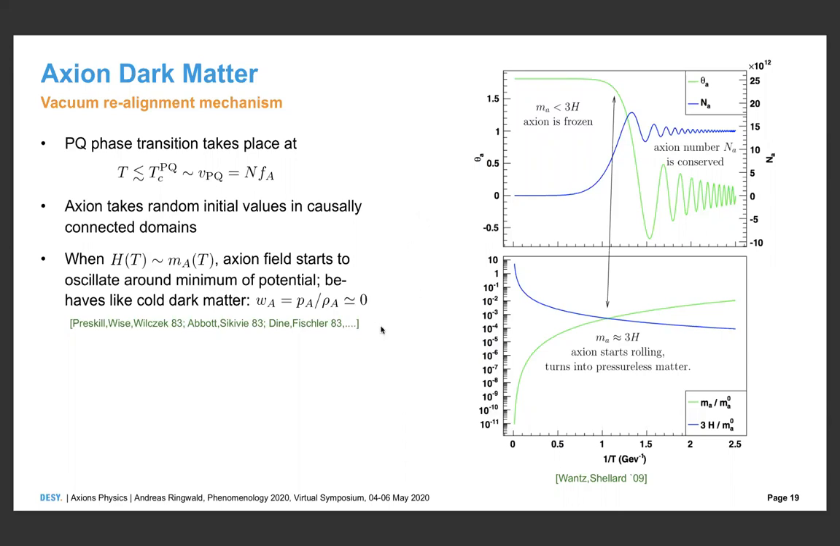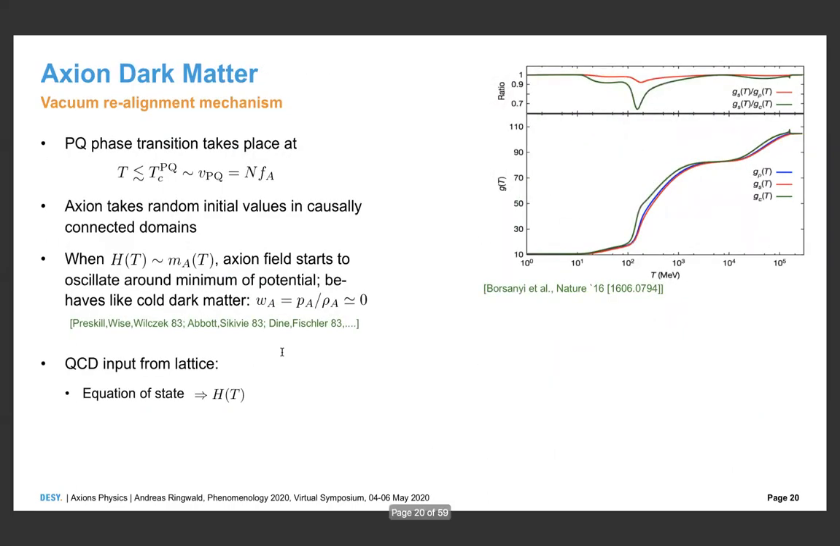Now, very recently, there has been important progress in determining the amount of axion dark matter produced by this vacuum realignment mechanism, in the sense that both the Hubble expansion rate and the mass of the axion have been determined, with important QCD input from the lattice.